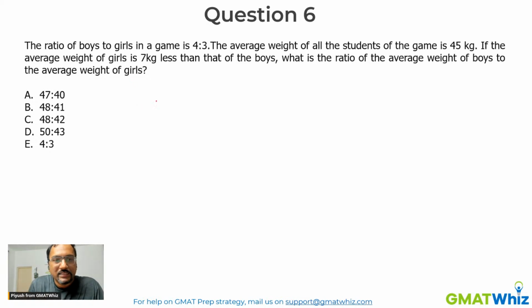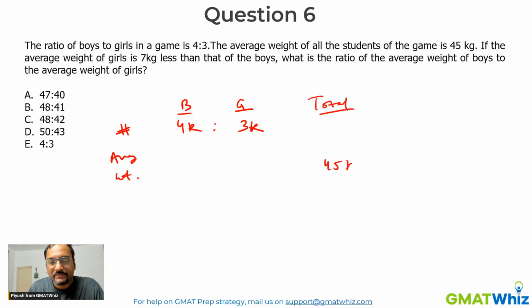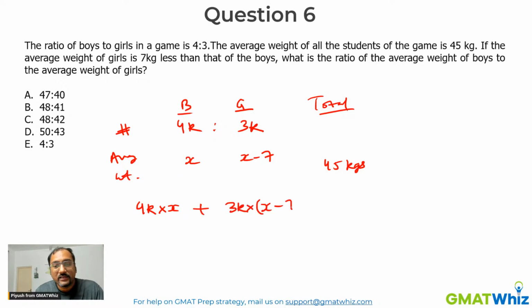The question says the ratio of the boys and girls count is 4 is to 3, so I can say 4K and 3K. The average weight of total students is 45 kgs. The girls' average weight is 7 kg less than the boys' average weight. Now I can write my weighted average formula: the total weight of boys, which is the number of boys into average weight, plus the total weight of girls, divided by the total number of students, which is 45.